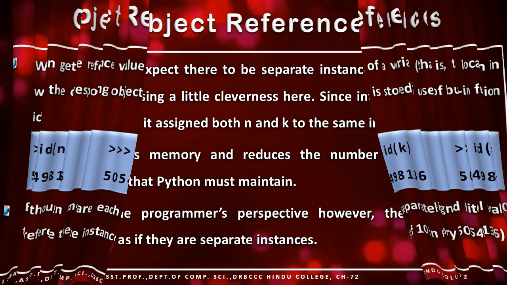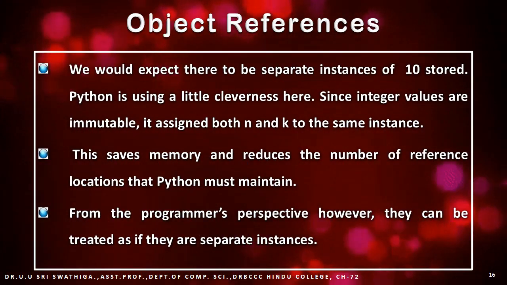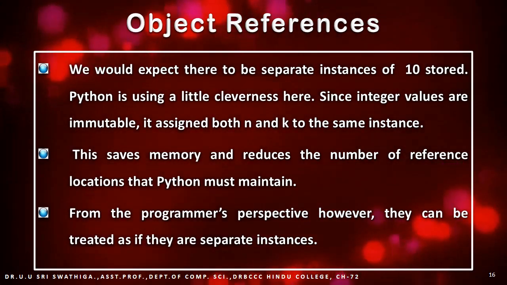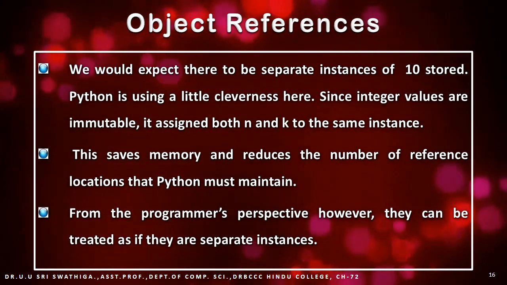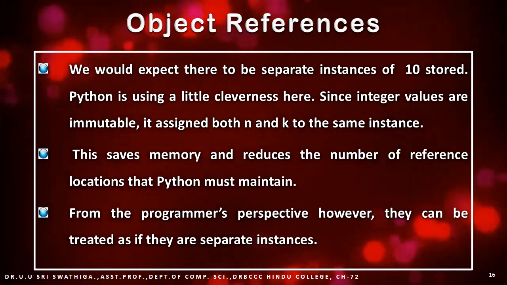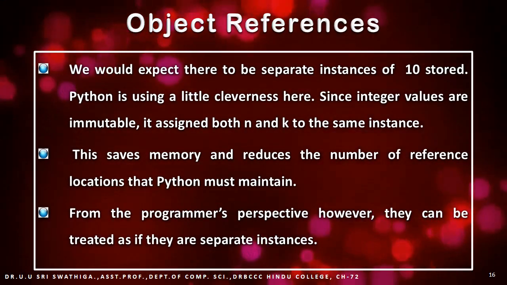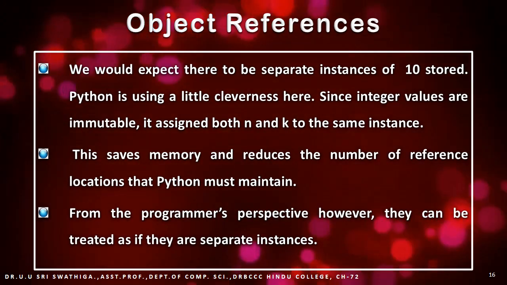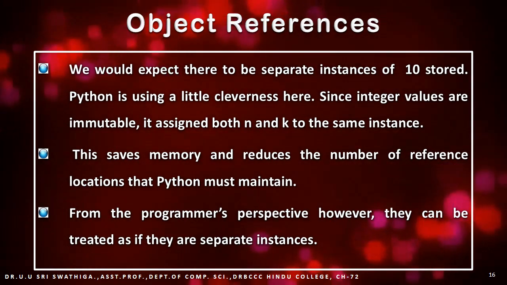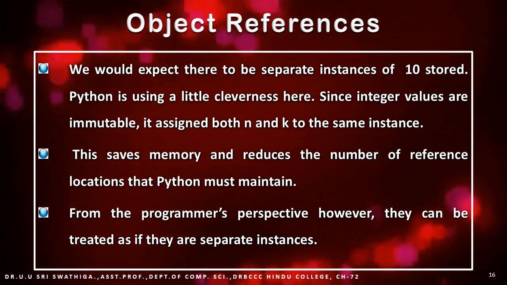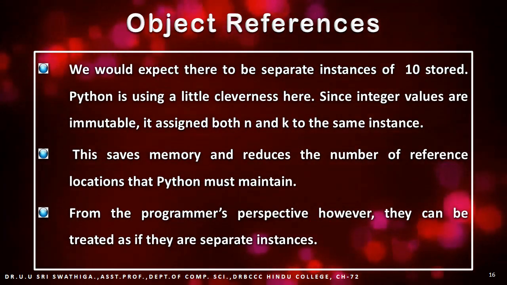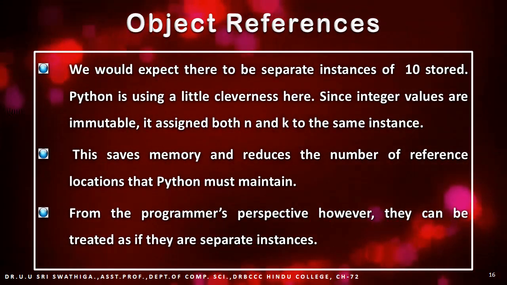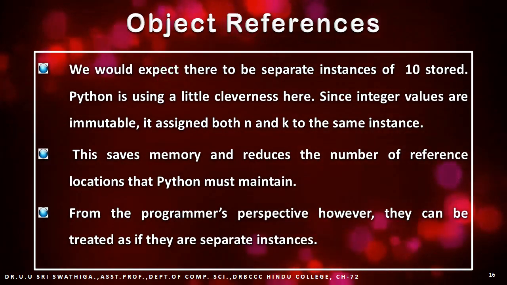505,498,136. We would expect there to be separate instances of 10 stored. Python is using a little cleverness here. Since integer values are immutable, it assigned both n and k to the same instance. This saves memory and reduces the number of reference locations that Python must maintain. From the programmer's perspective, however, they can be treated as if they are separate instances.